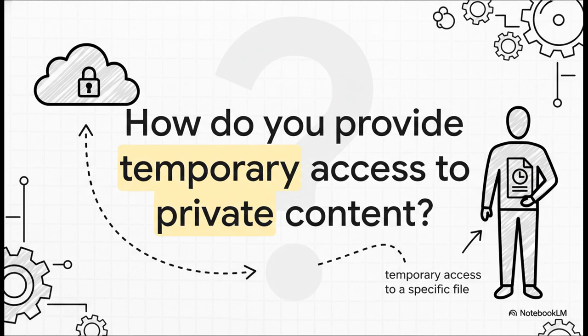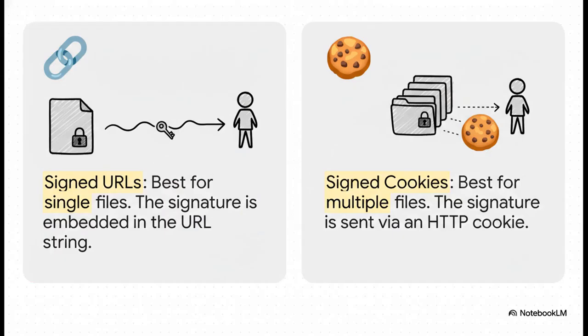Okay, so our S3 bucket is locked down tight. Awesome. But what if we need to give one specific user temporary access to one specific private file? This is a super common scenario, and it leads us right to our next big architectural decision. So here's the choice, and it's actually pretty simple when you think about it this way. A signed URL, that's like a one-time ticket for a single ride. The permission is baked right into that long, unique URL. It's perfect for a private download link.